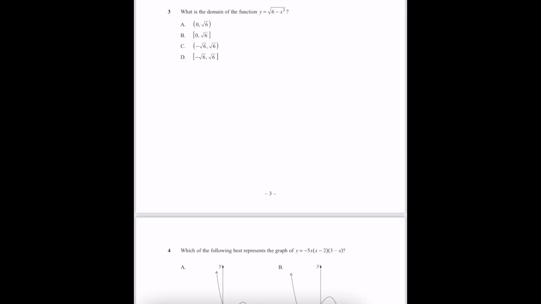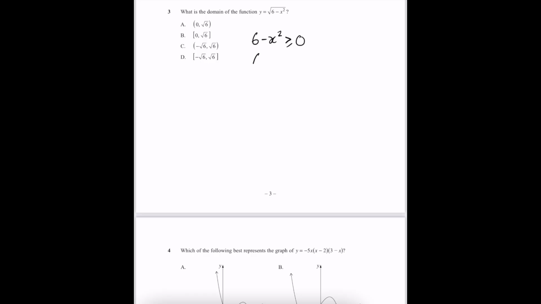Question 3 says what is the domain of the function y equals the square root of 6 minus x squared? What we need to realize to figure out the domain is that 6 minus x squared needs to be greater than or equal to 0. Now, why is that? That's because it is within a square root. A square root can't be negative, but it can be 0, or it can be greater than 0. And so that's why we put this restriction here.